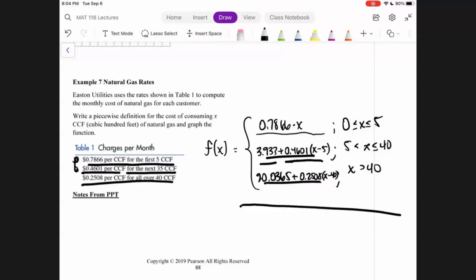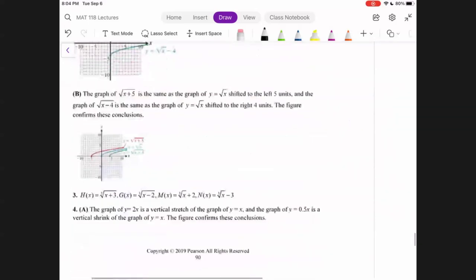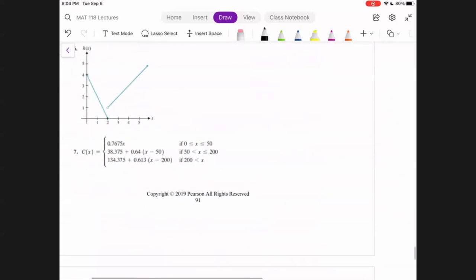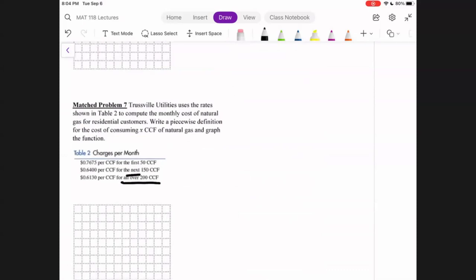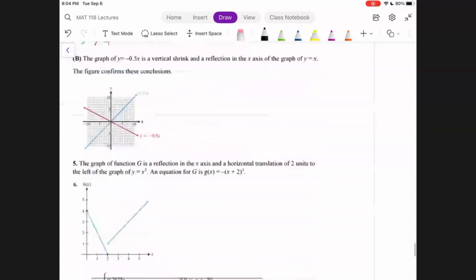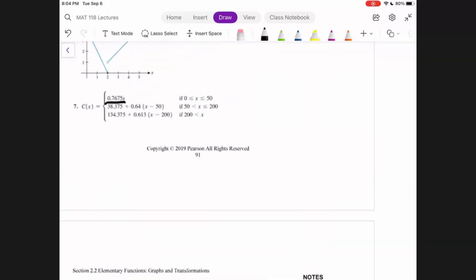And then you could get a graph by using Desmos for this. So hopefully this example was useful. You'll see here, for these at the end, it does go through it, and you'll notice it does a very similar setup to what I just talked about. For the first part, if you do all 50, this is how much you pay. And then you have a different rate for anything after 50. And then this is the combined total of the first 50 and the next 150. And then you have a different rate for what's after 200.